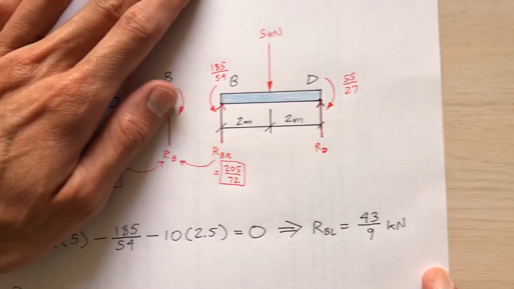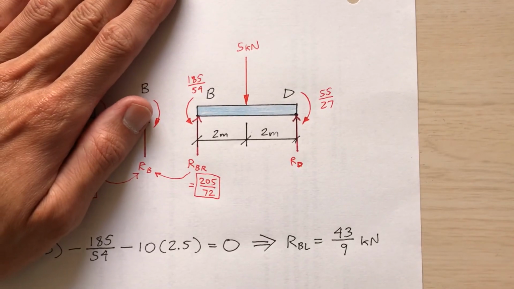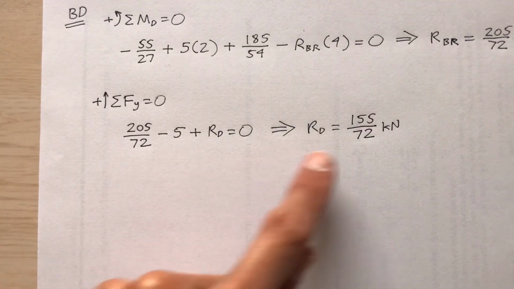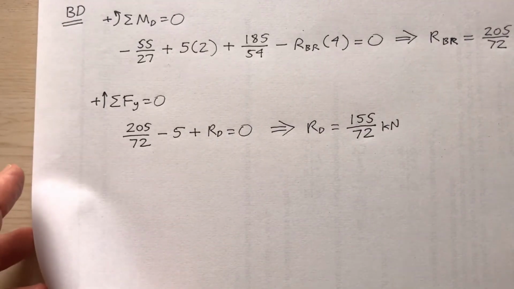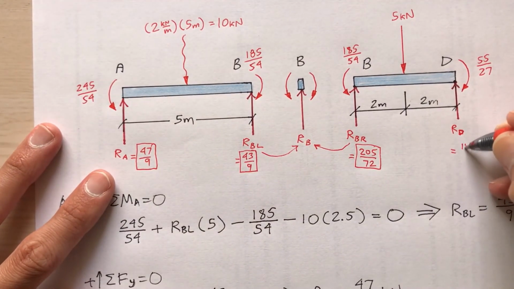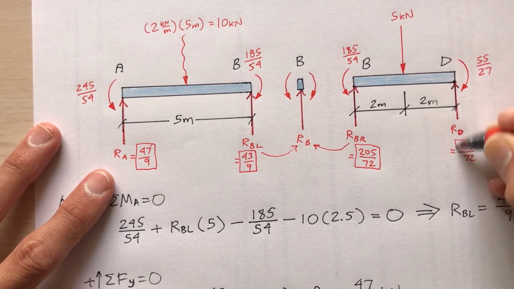Pay no attention to this other stuff. Now find the equilibrium in the y direction. The sum of the forces in the y direction is 0. I get R sub D is 155 over 72.